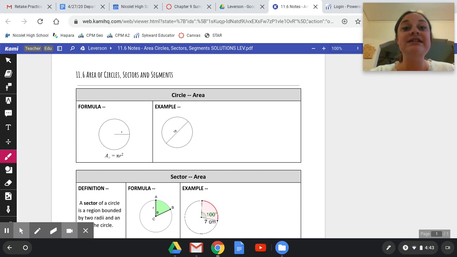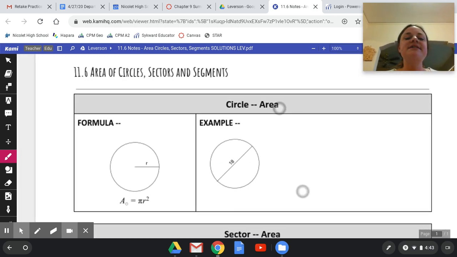Today we are going to continue talking about area. And we're going to talk about area of circles and then area of portions of circles. So there are two different portions that we talk about, being sectors and segments. We'll get into that in a minute. So let's go over a couple examples.